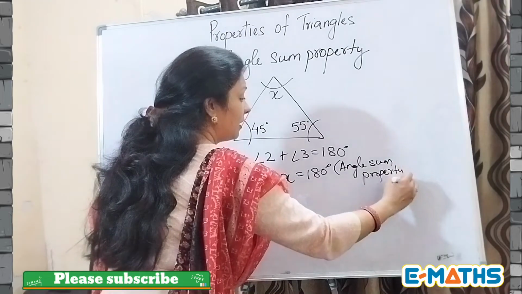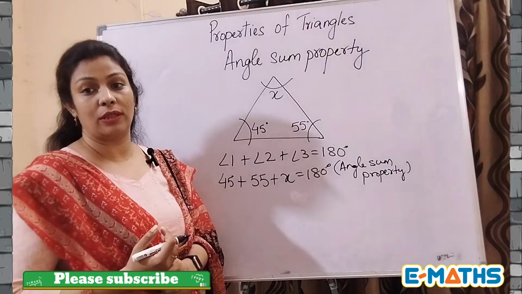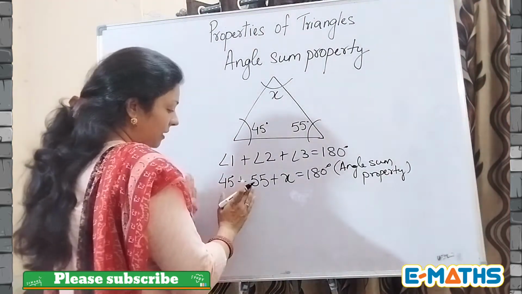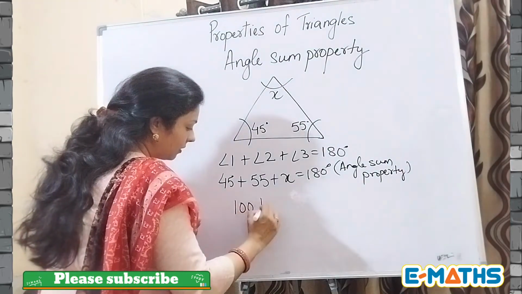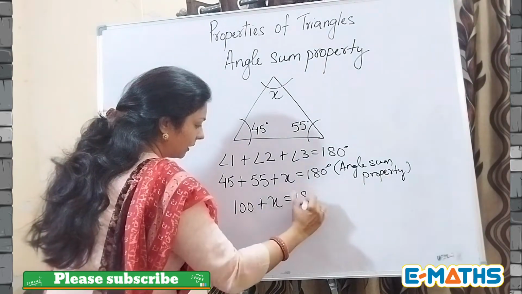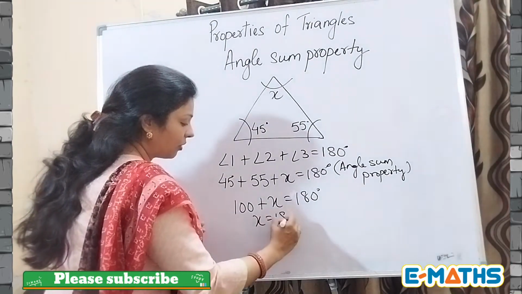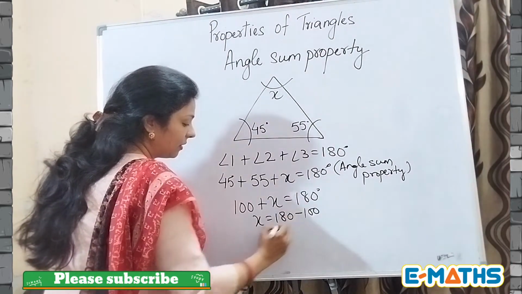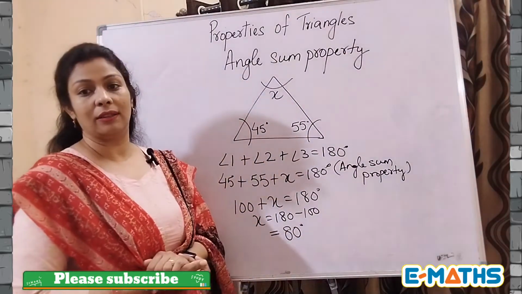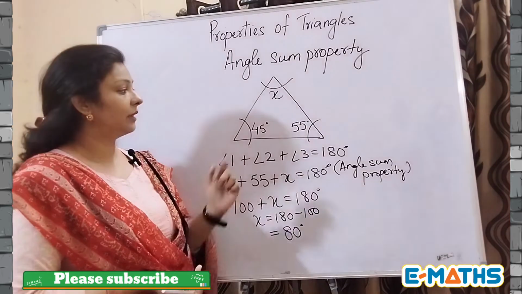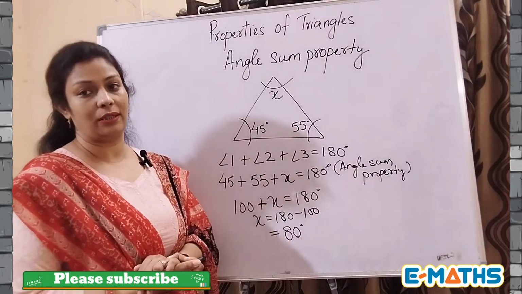Writing the reason is very important, or else you'll end up losing the marks. Now you can simply add the two numbers. It's 100 plus x equals 180. Now it's an equation. You can simply transpose this 100 to the other hand side and you can find the value of this unknown angle. So remember that the sum of three angles of a triangle is always 180 degrees.